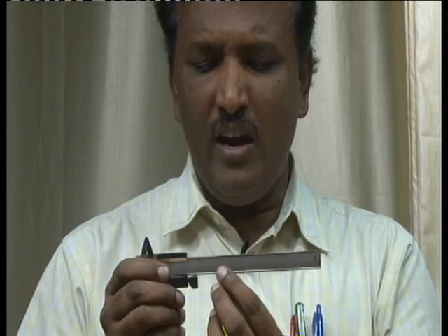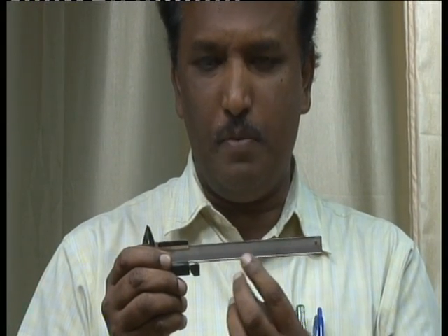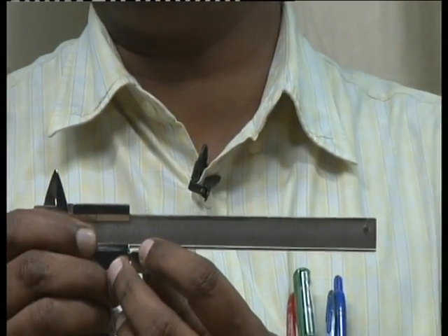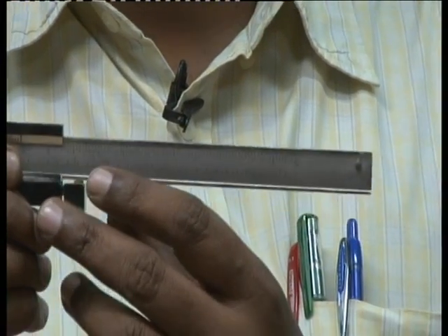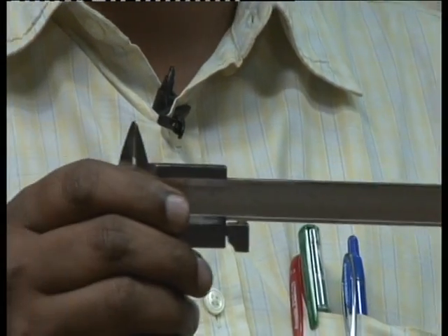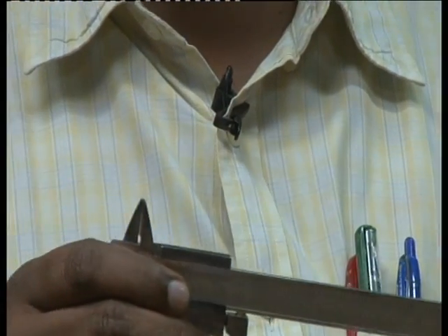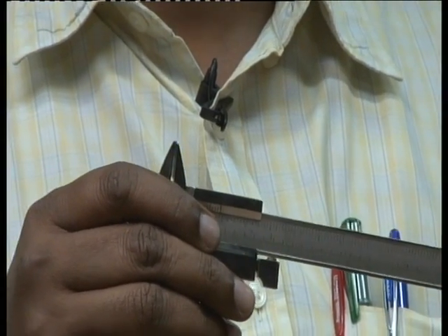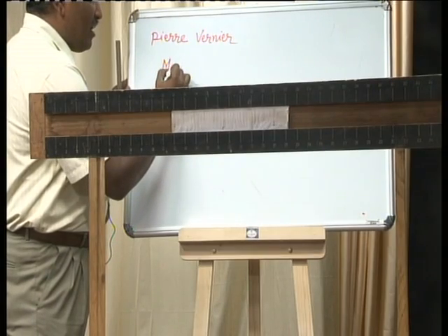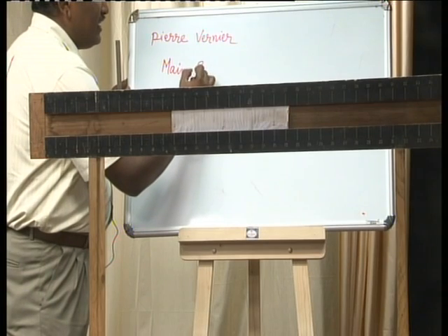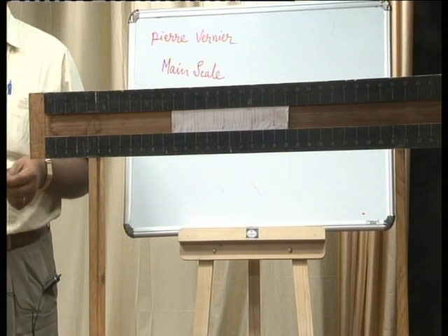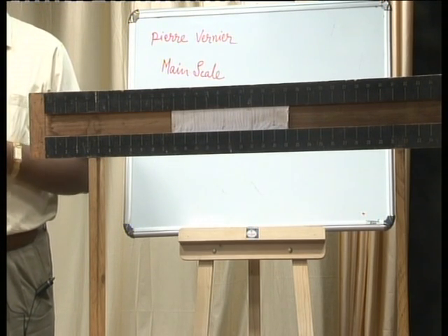Observe the lower edge of this rectangular metallic strip. There is a scale which is graduated in centimeters. This scale plays a major role in the measurement of the dimensions of any physical quantity like length, diameter, thickness, etc. That's why we refer to this scale as the main scale. In a vernier calipers, we have a rectangular metallic strip, and on its lower edge there is a scale graduated in centimeters, which plays a major role and is called the main scale.